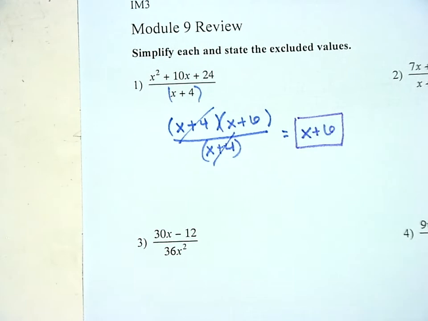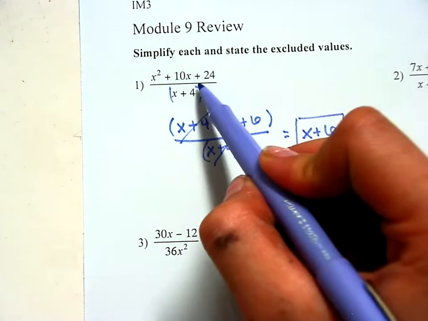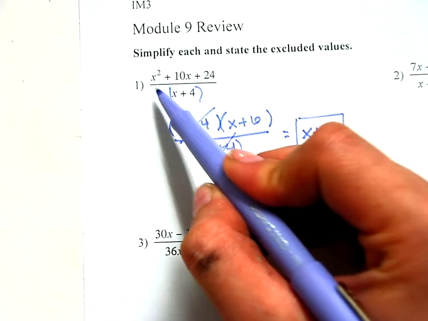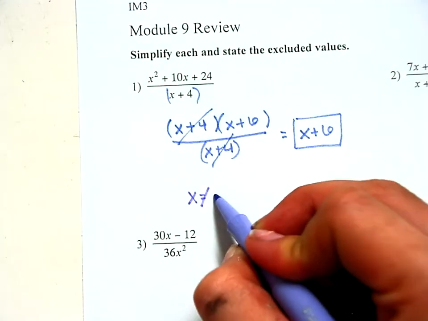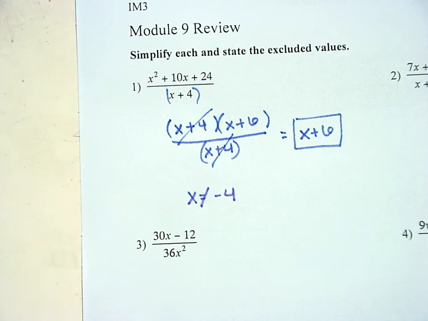Don't forget, you could have excluded values. Look back at your original problem. What value would make this denominator 0? And that would be -4. So x cannot equal -4.